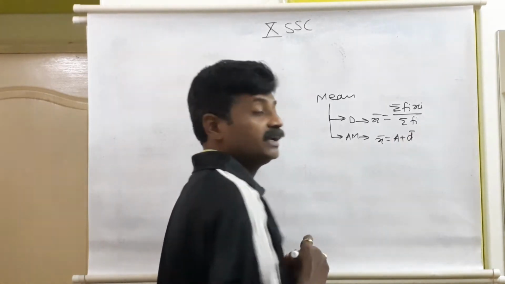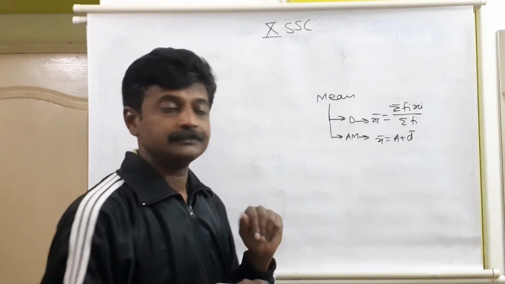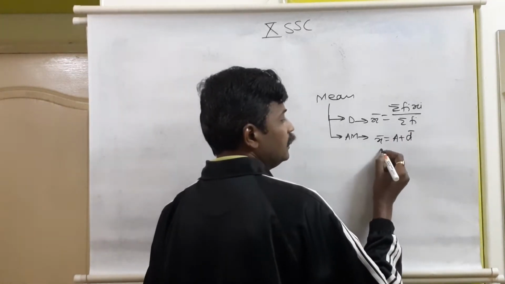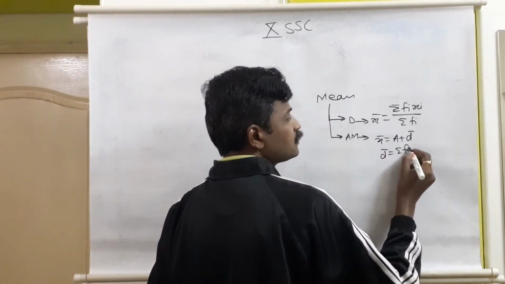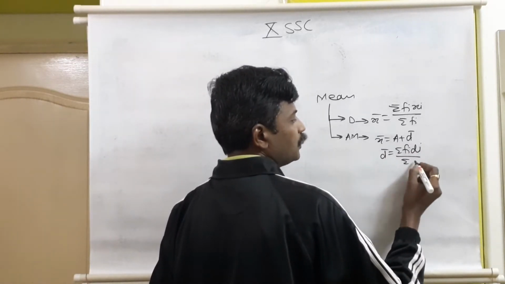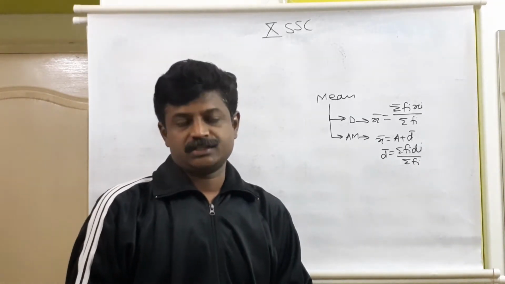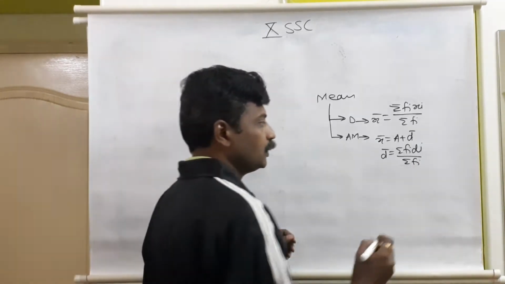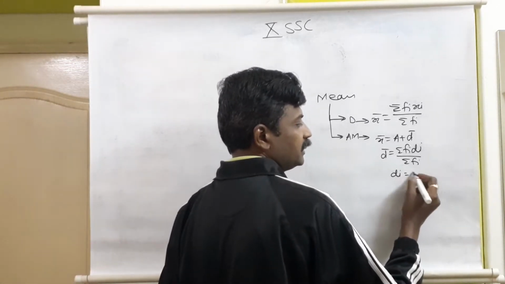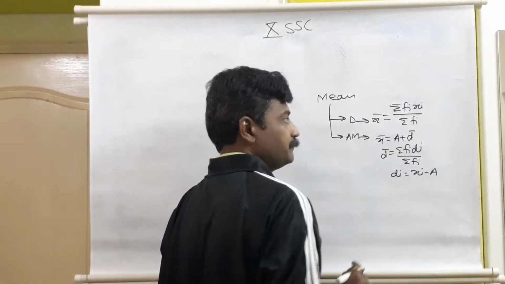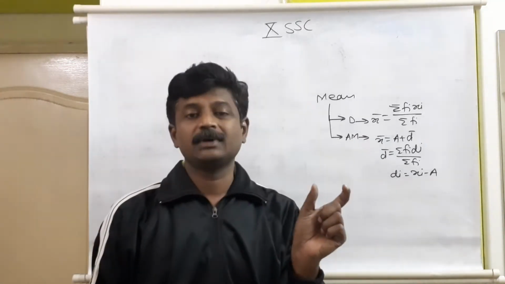Now d bar is the mean deviation. How to find d bar? The formula is d bar is equal to summation of fi di upon summation of fi. Here di is the deviation. To find di, one additional column is there in the table. di is equal to xi minus a. Again xi is the same, the class mark.